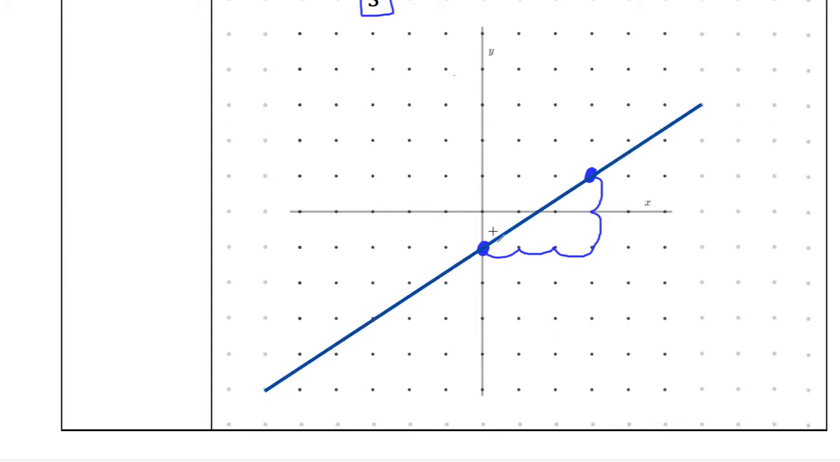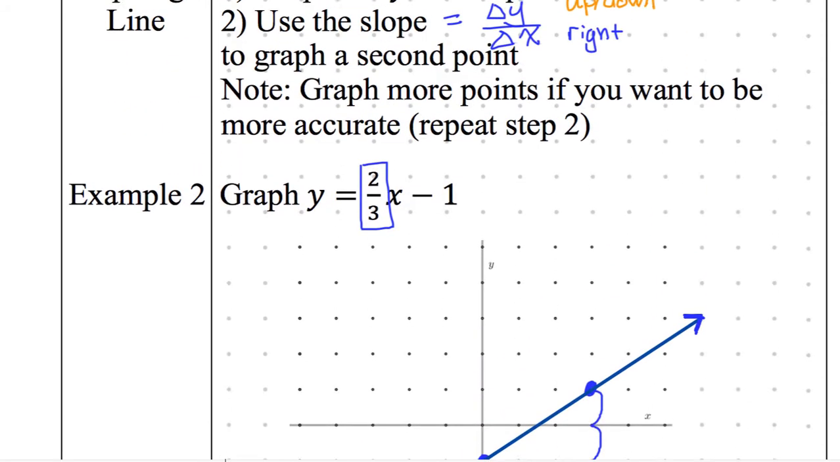Notice that this line technically goes on forever and ever and ever. This line never ends. The way that we say that is we put arrows. We say this line goes forever and ever in that direction and forever and ever in that direction. Let's talk about my note here.